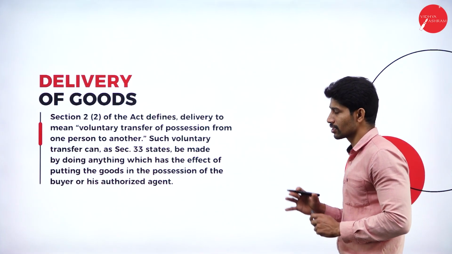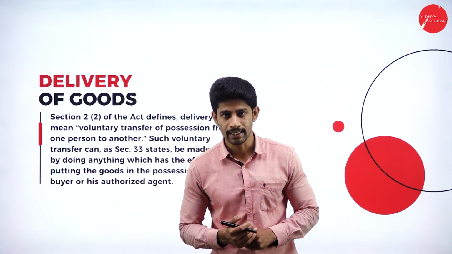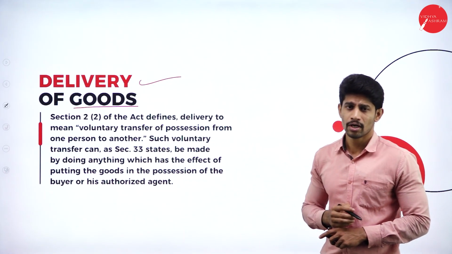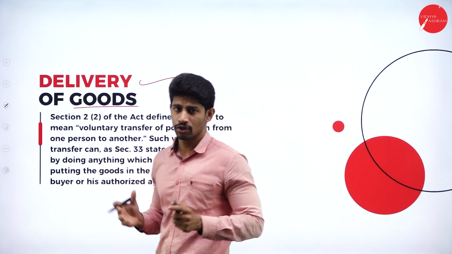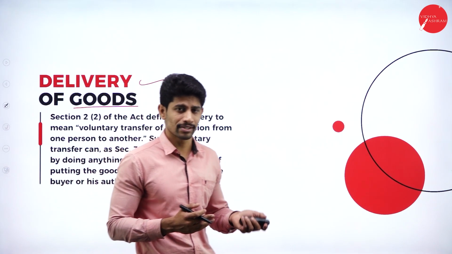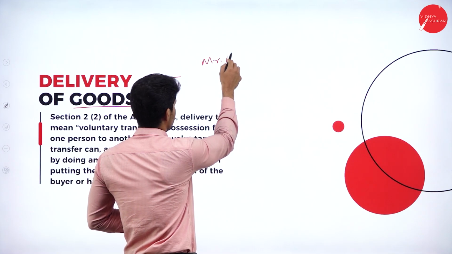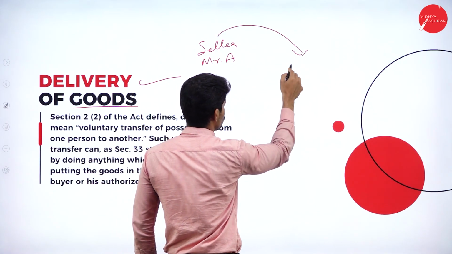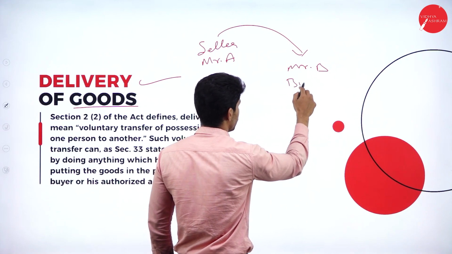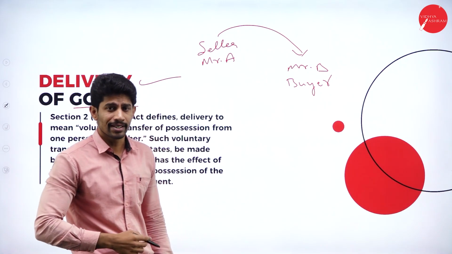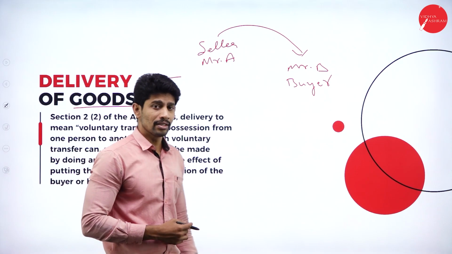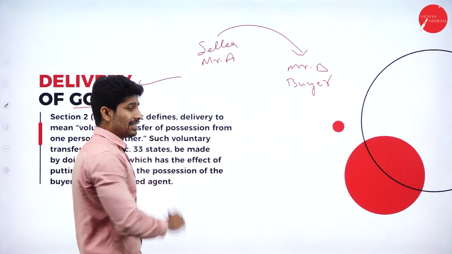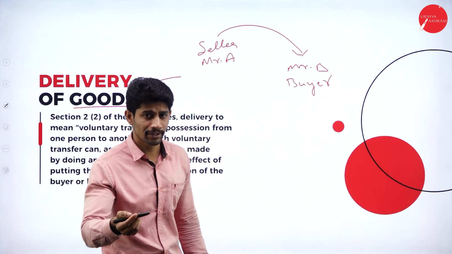So in this session, we are going to discuss a few more topics with respect to the Sale of Goods Act 1930. Here we are discussing delivery of goods. What is delivery of goods? For example, say you are the owner of the product and you sell the goods to someone else. You are Mr. A, the seller, and you are selling the goods to Mr. B, the buyer, the receiver or recipient of the goods. So it is the seller's responsibility to deliver the goods to the buyer.